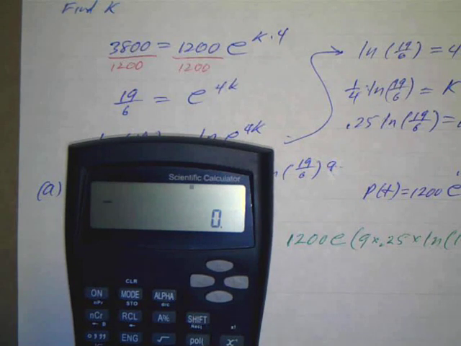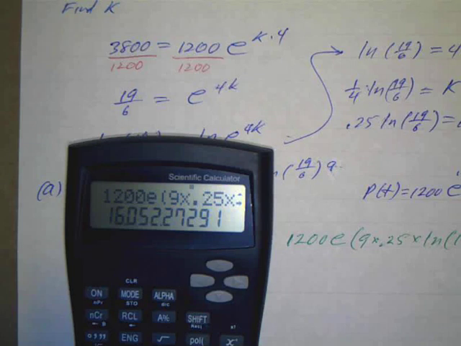So on 1200, then shift ln, and I get e, parentheses, and I'm going to put 9, I'll just use times 0.25 times natural log, parentheses, 19 divided by 6, parentheses around that fraction, and a parentheses for the exponent, and I should get an answer of 16,052.27.